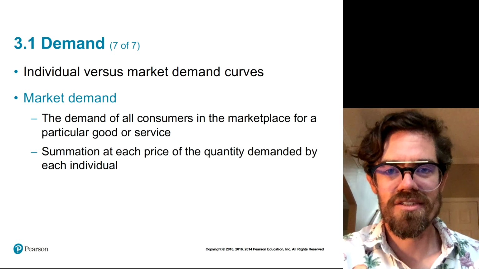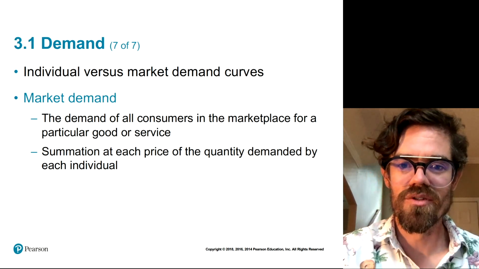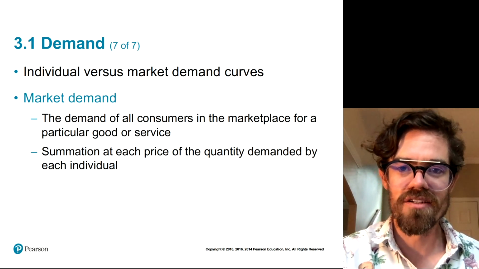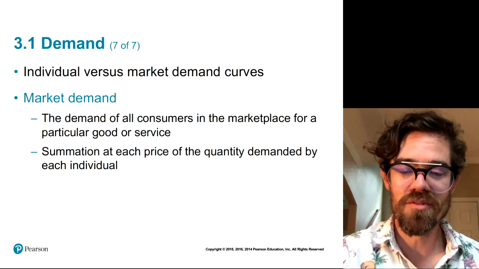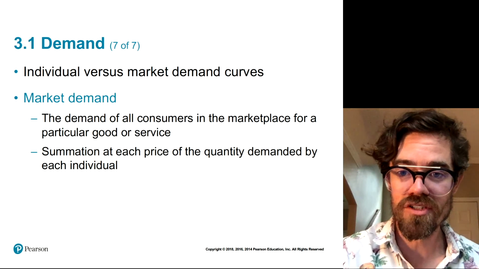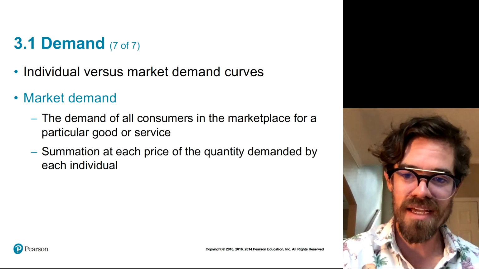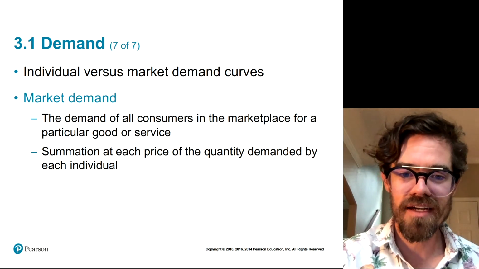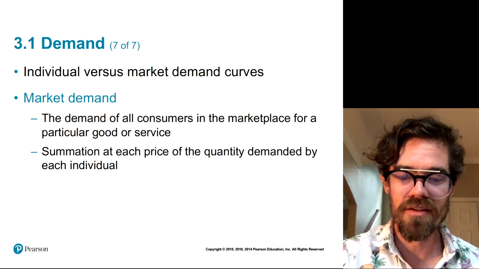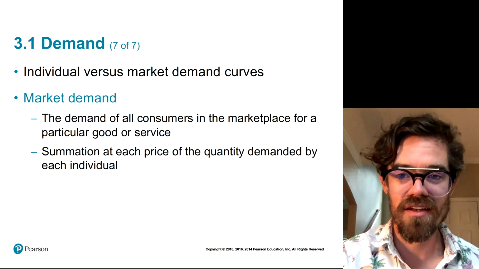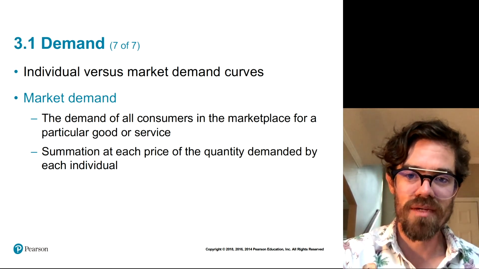All right, and to wrap up this section, we're just going to talk real quick about a distinction between individual demand versus market demand. So we can use this concept of demand on an individual level for a person like you or me, and we can talk about your demand and my demand. And when we talk about that, it would basically be the relationship that exists for that person between price and that person's quantity demanded. So that would be an individual demand curve.